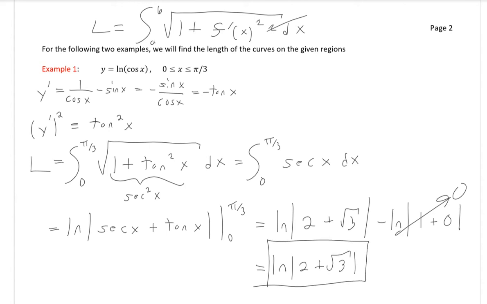And that's it. Then we can drop the absolute value there. So natural log of 2 plus root 3. Okay. Not too shabby. Let's do another one.